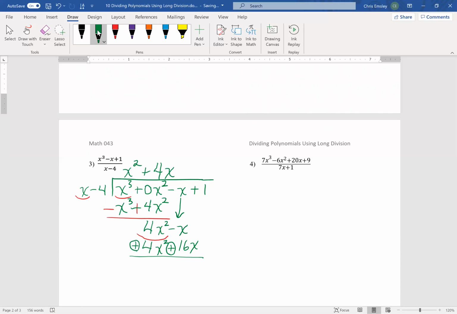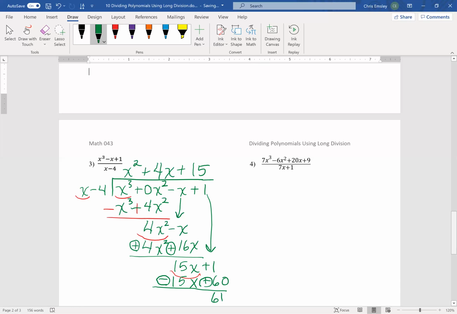We get minus x plus 16x. So that gives me a 15x. Drop down the last term. What would I multiply x by to turn it into 15x? Well, I'd multiply it by 15. Distribute it down. I get 15x, and 15 times negative 4 is negative 60. Draw your line and change your signs. So our remainder is 61.